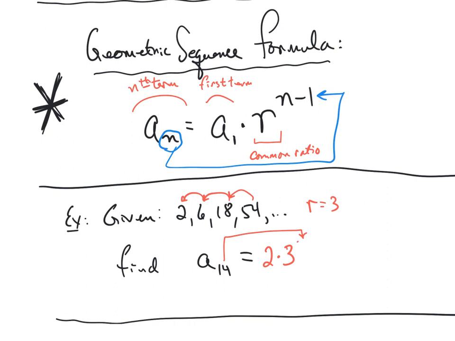So if it's the 14th term, we'd have to then raise that to the 13th power. And these are going to be pretty big numbers. So I'm going to use my calculator. Remember, we do the exponent first. So we'll raise 3 to the 13th power, and then multiply by 2. So exponent first, multiply second. And what we get for the 14th term then is 3,188,646. All right, we're able to jump to the 14th term.